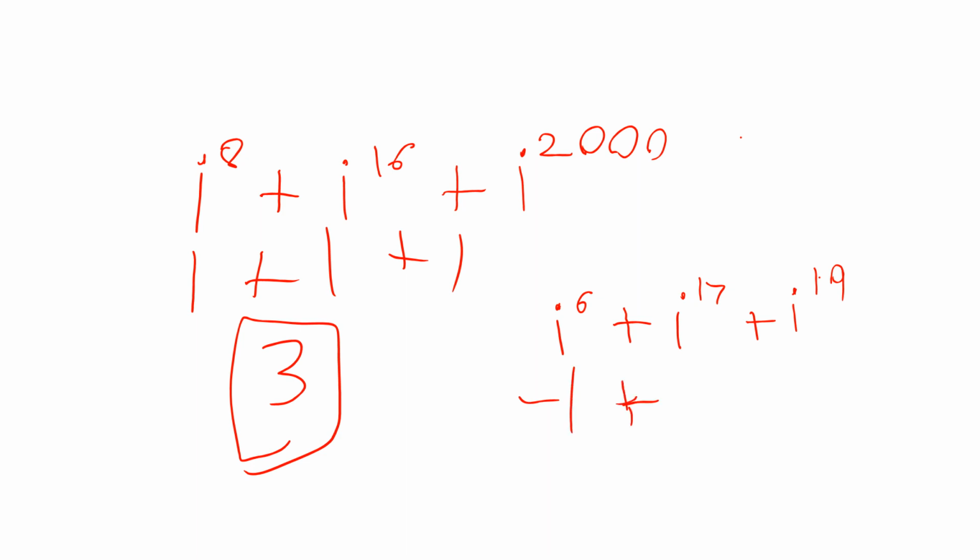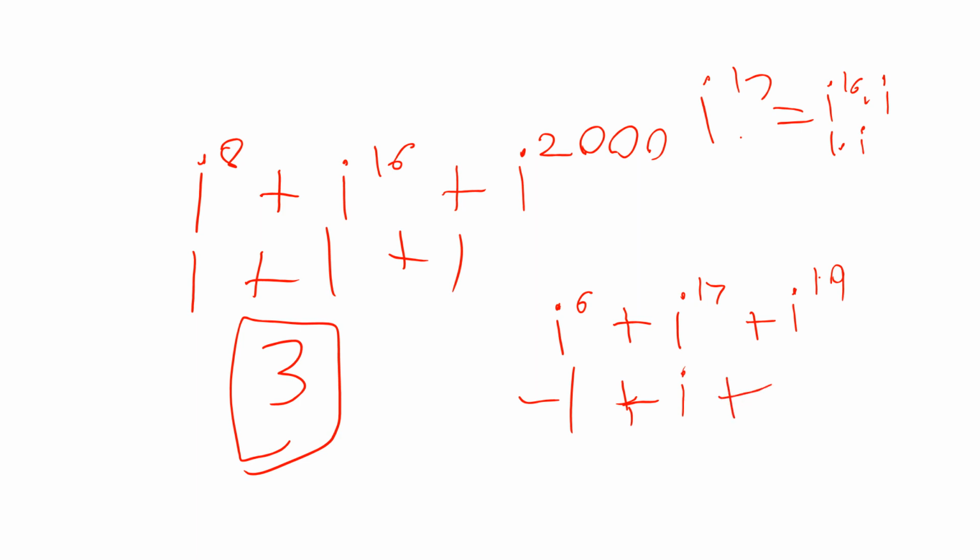Adding i to the 17th power, we know that 16 is a multiple of 4, and i to the 17th can be written as i to the 16th times i. i to the 16th is just 1, and 1 multiplied by i is i. So this is just i.